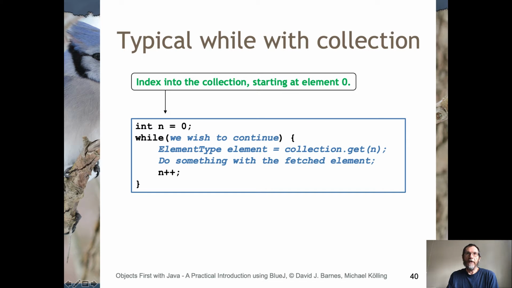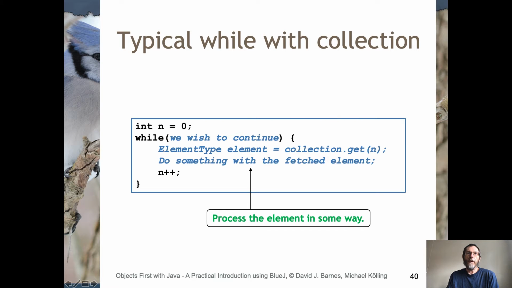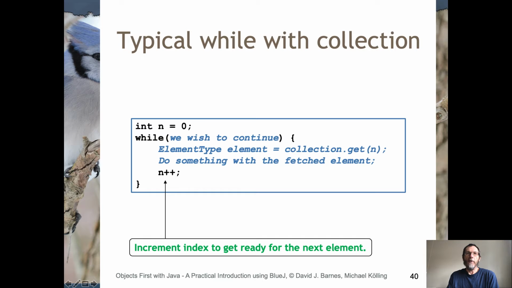So we declare an index starting at element 0. Inside the body of the loop we fetch the next element, typically into a local variable. We then process the element in some way, and finally we make sure that we increment the index variable ready for the next element.